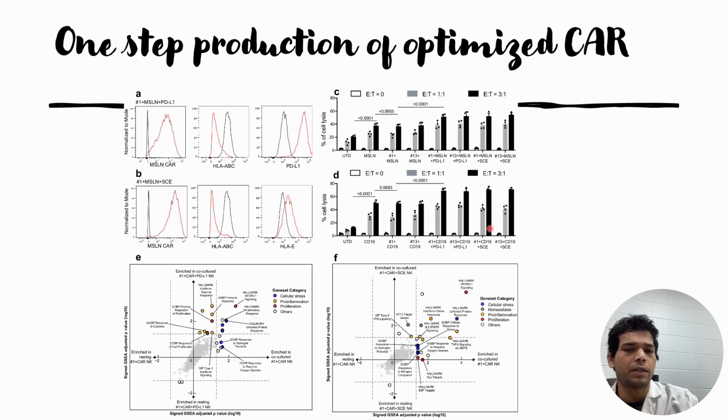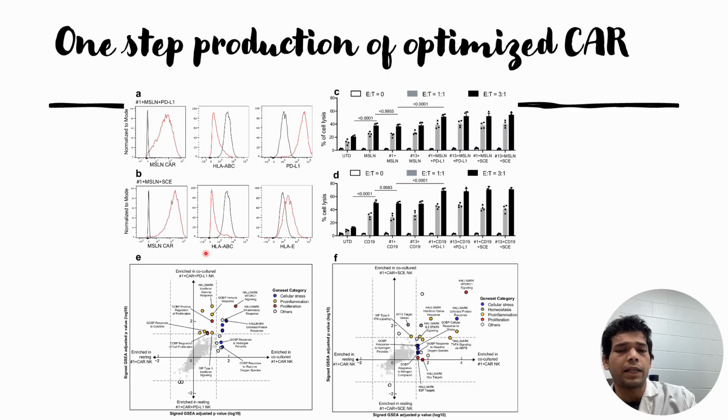And they did similar studies with the CD19 CAR along with the Raji cells, and here they also see that with only HLA-ABC knockdown they are able to see cancer cell lysis to some extent, but this cancer cell lysis increased significantly when the HLA-ABC knockdown is supplemented with either PDL1 overexpression or SCE overexpression. So once they validated the efficacies of their one-step production of optimized CAR, they also checked the change in the signaling pathways in the different conditions.